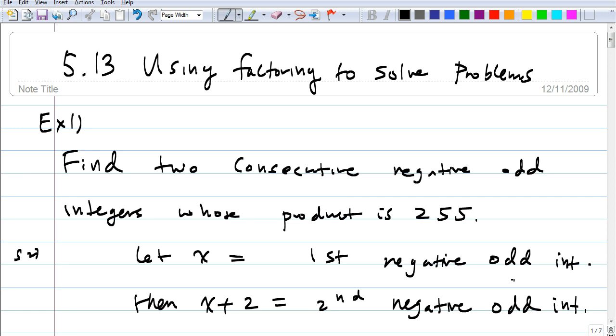If it was negative 1, then the next number would be positive 1. Then we'd have found an answer, but there'd be no solution, because a negative times a positive would never be positive 255. But it's not going to be negative 1 and 1, is it? Negative 1 times 1 is negative 1. Yeah, question?